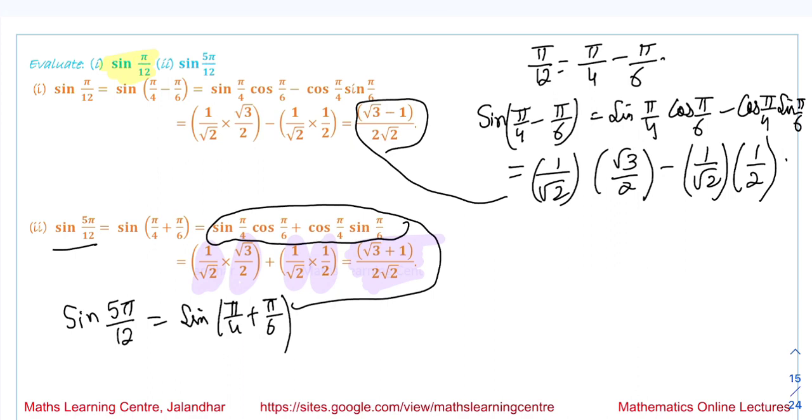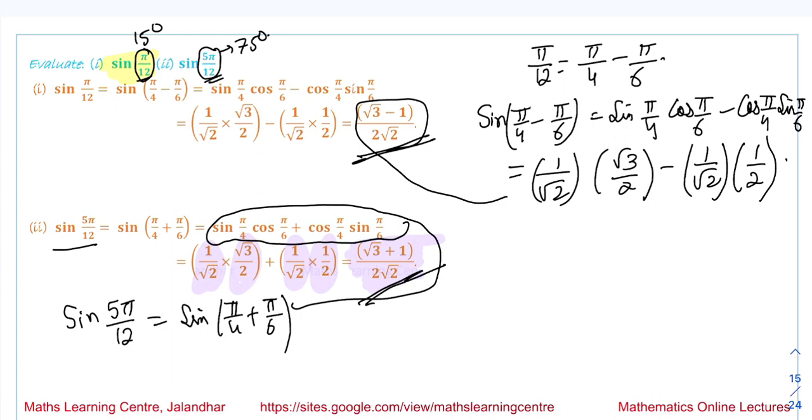So these values we have already calculated earlier also. This is basically the value of sine of 15 degree, and this is the value of sine of 75 degree. These values we have now calculated in terms of radian. So the answers are the same that we have already obtained.